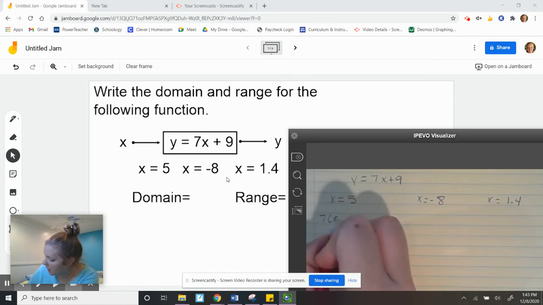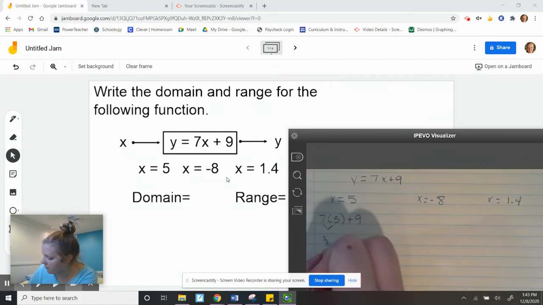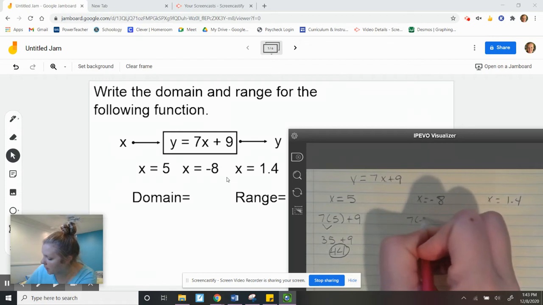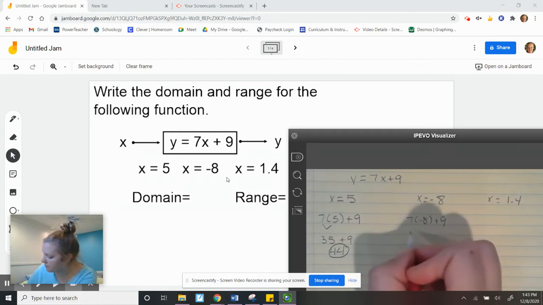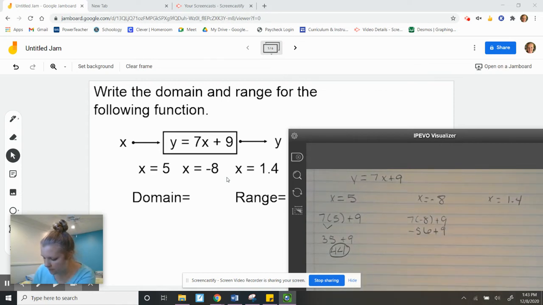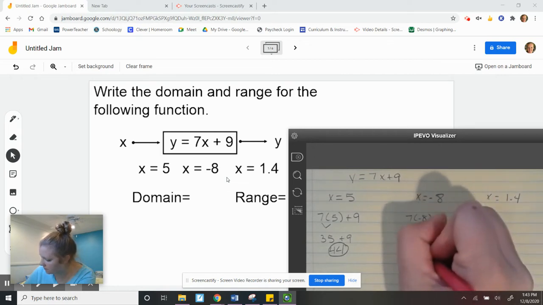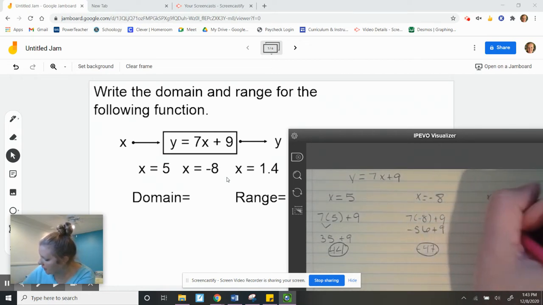So I'm going to put in a 5 times 9, then we do the math. We do multiplication first because of PEMDAS. 7 times 5 is 35. 35 plus 9 is 44. So that's my first answer. Then we plug in -8, -56 plus 9, and that gives me -47.